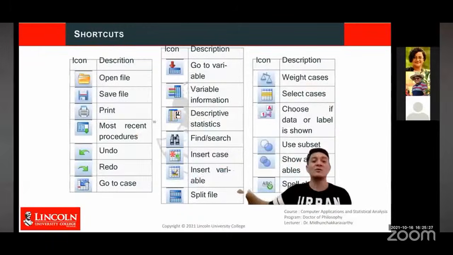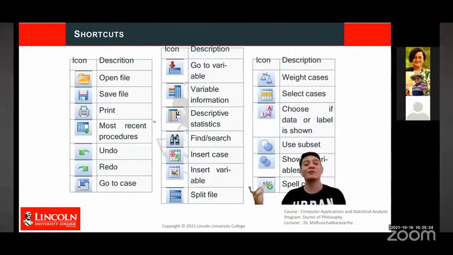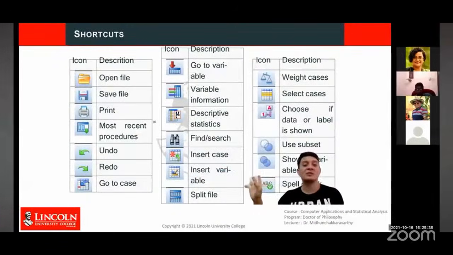And these are the icons. There's a lot of complexity in the SPSS icons, such as open file. These are the icons that are necessary for you to remember. Open file, save file, print. You can print the SPSS though. Most recent procedure, undo, redo. If you made a mistake, just undo. You don't type it again. Just undo, undo, undo, and it will revert to the previous thing that you have done. You might make a mistake and click something different, so you just have to undo. And if you think that you need to redo, just click redo.